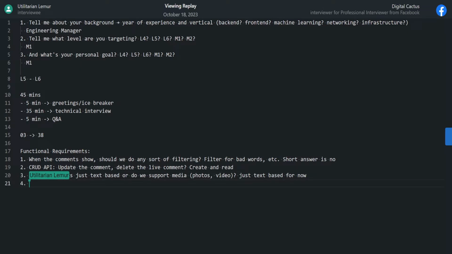Right. Good time check. I'll just use 1 more minute to ask one more question. Is reaction to the comment in scope? What I mean by this is, yeah, it's pretty straightforward. Yeah, I see what you mean, but no. All right.